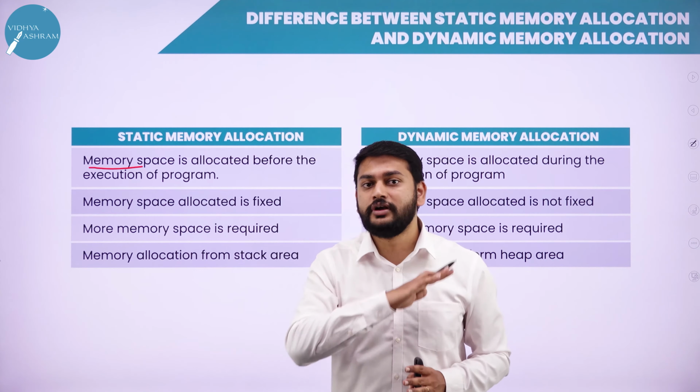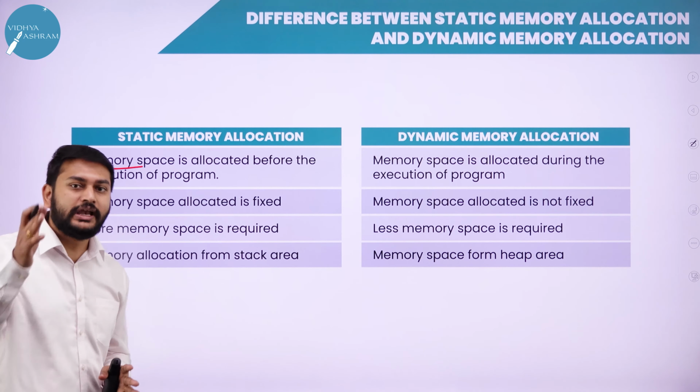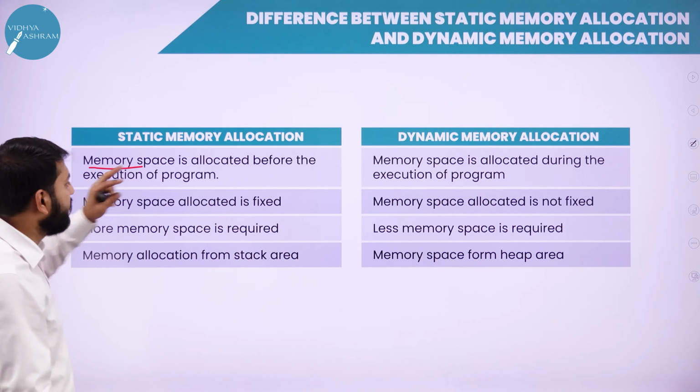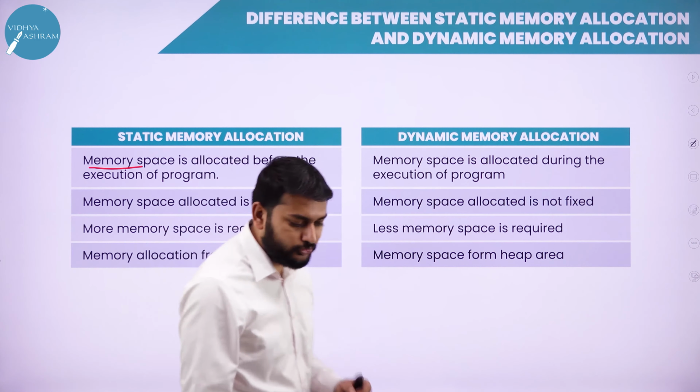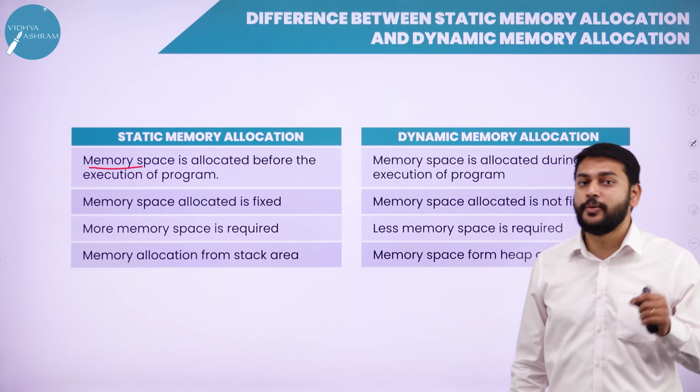So this is what we call it. This is the concept we call static memory allocation. What is static memory allocation? Memory space is allocated before the execution of the program. Before the execution of the program. That is what I will call static memory.